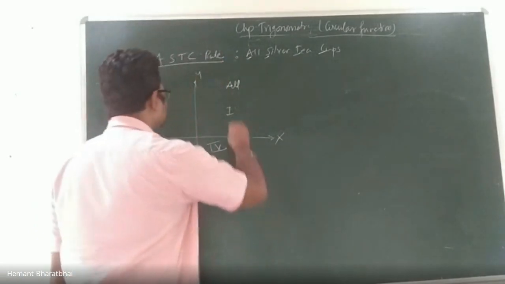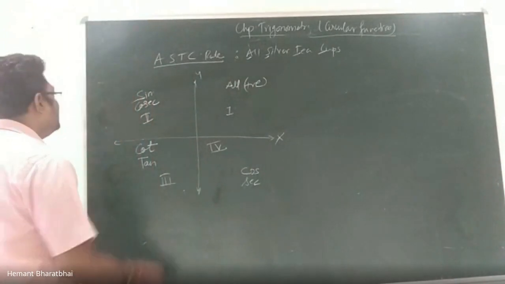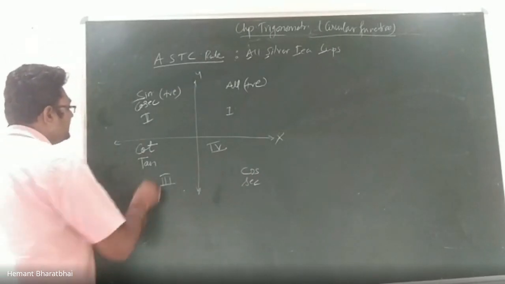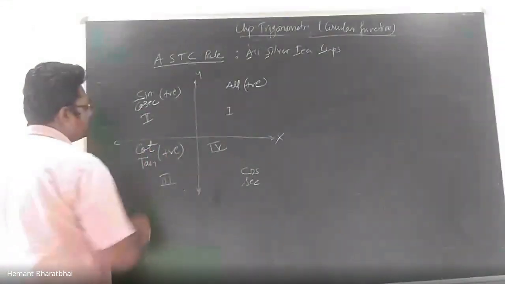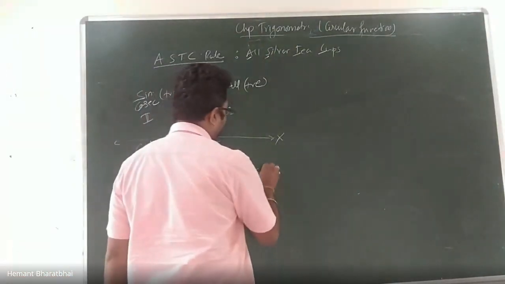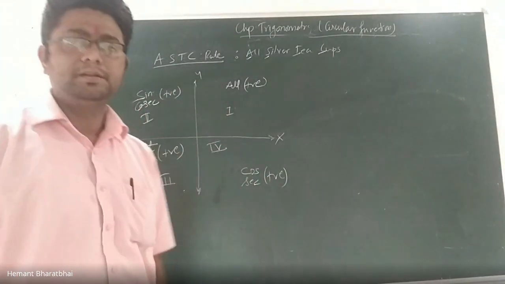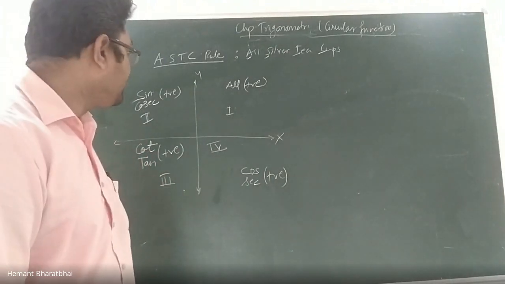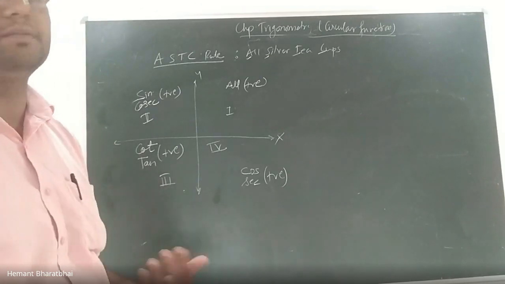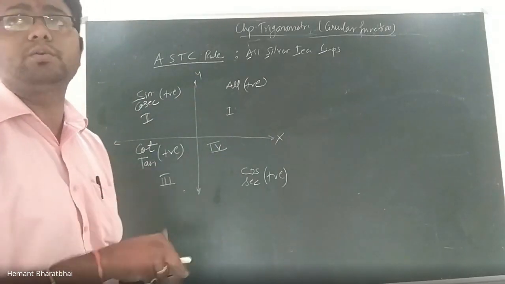Now what does it mean over here? In the first quadrant, all the trigonometric ratios are positive. In the second quadrant, only sine theta and cosec theta are positive. In the third quadrant, only cot theta and tan theta are positive, and in the fourth quadrant, only cos theta and sec theta are positive. So this rule has been introduced to remember the signs, that is, which trigonometric ratio is positive in which quadrant. For that we are doing this. I am assuming that you know how to create the table.